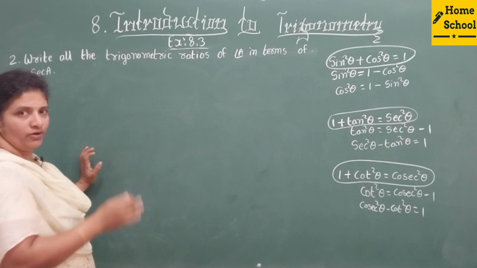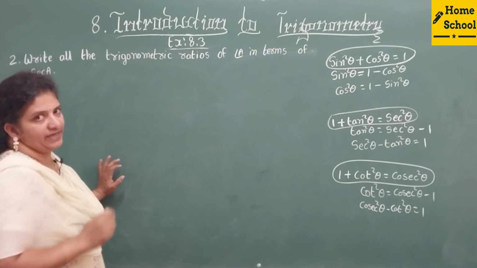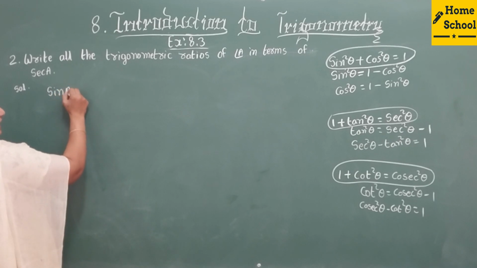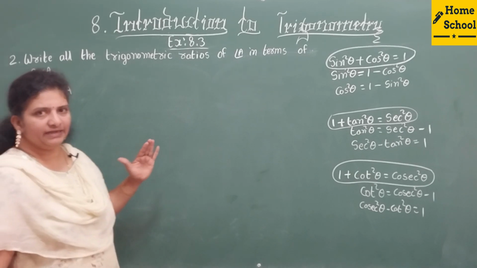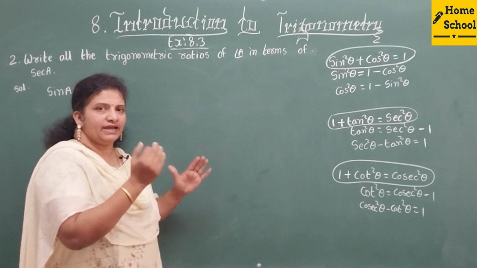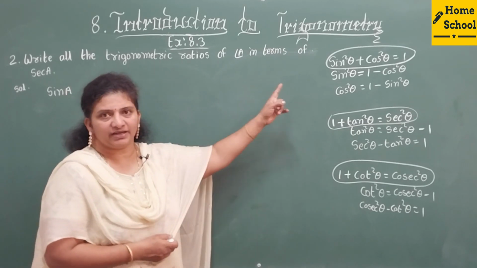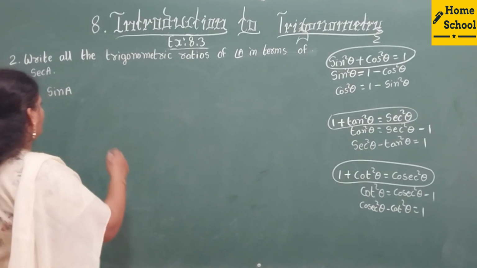Second one, write all the trigonometric ratios of angle A in terms of secant A. Now write all the trigonometric ratios in terms of secant A. So first let me start with sin A. Sin A in terms of secant A, how can I get? Secant A is nothing but 1 by cos A. So sin A and cos A I will get in the first identity. So write that one only.